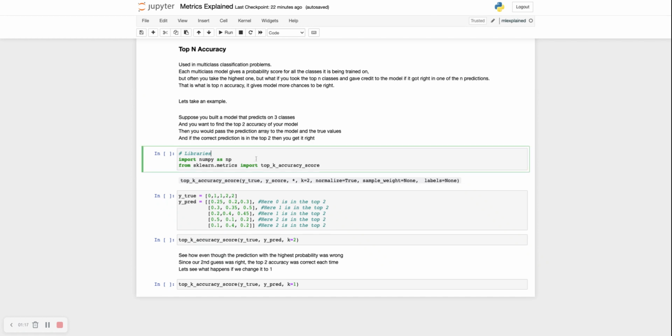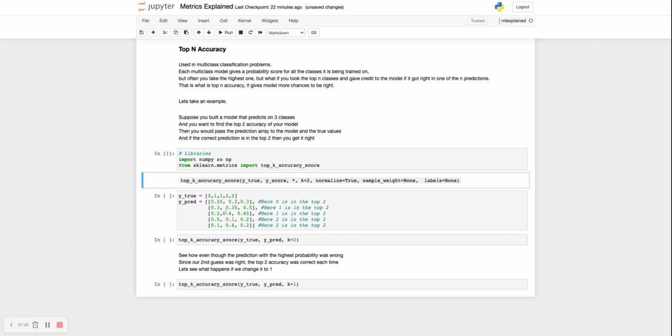So let's take an example. We load our libraries and we take top k accuracy from sklearn. Top k accuracy takes y true, y score, and k, which has a default value. So y true is this, and y pred is this. As you can see, my correct one doesn't have the highest probability in all the five examples. Here, 0 is the correct one, and 0 has the second highest probability.